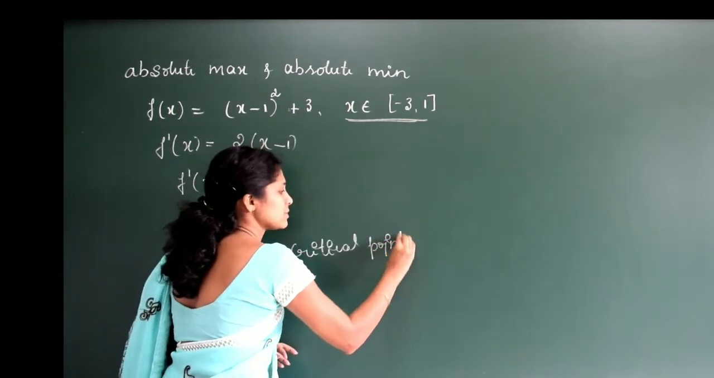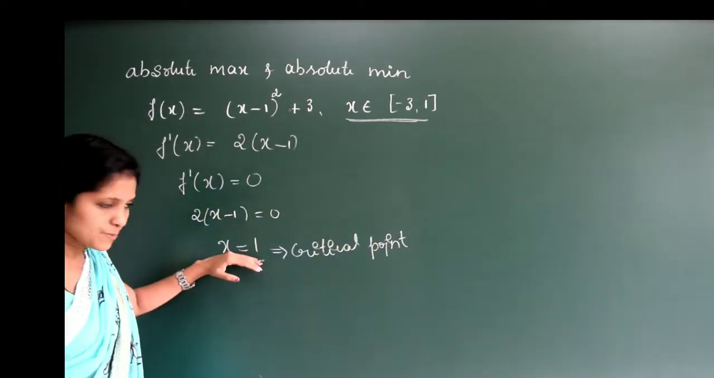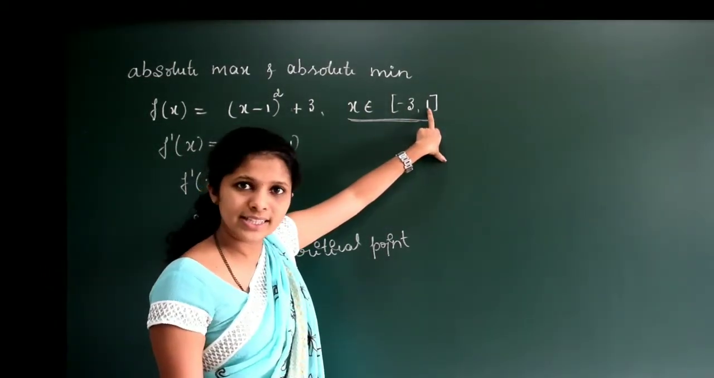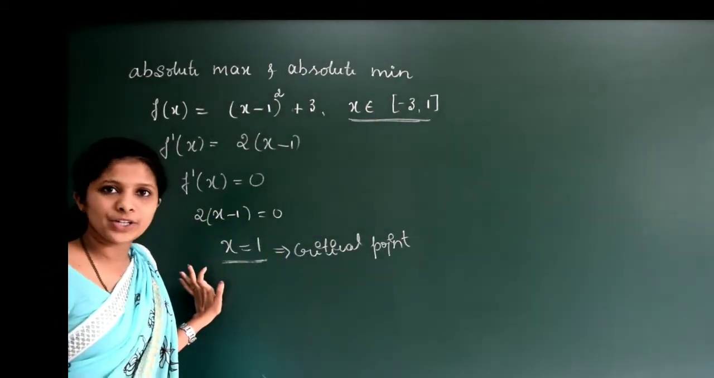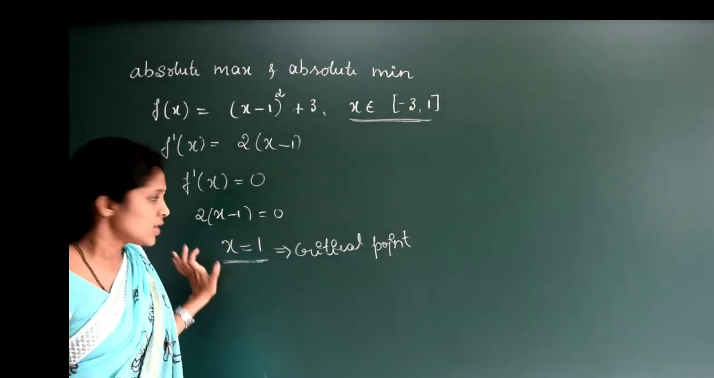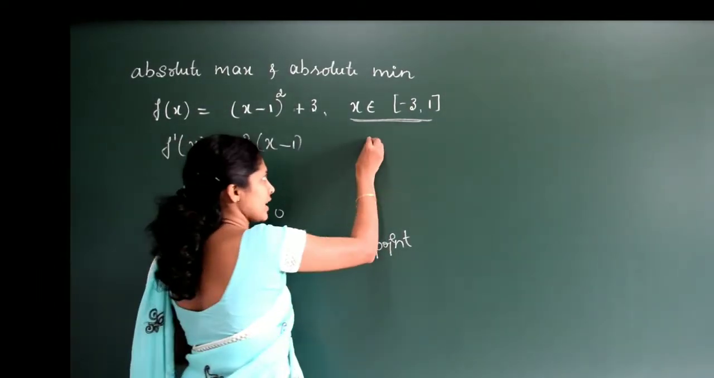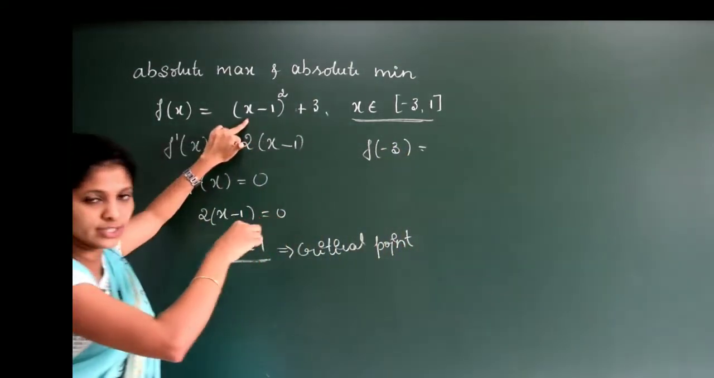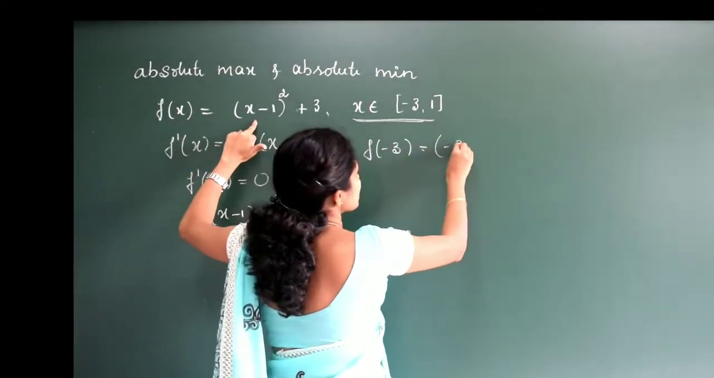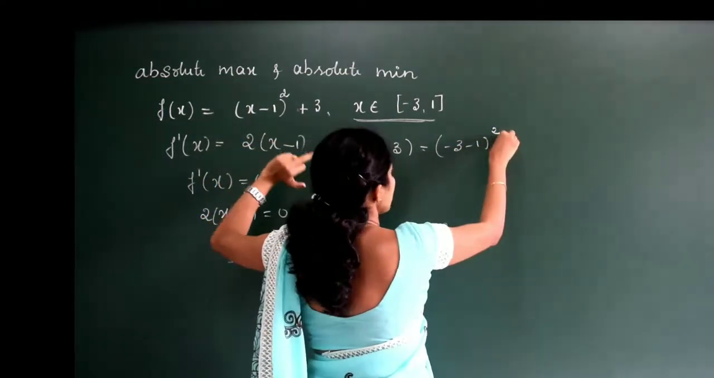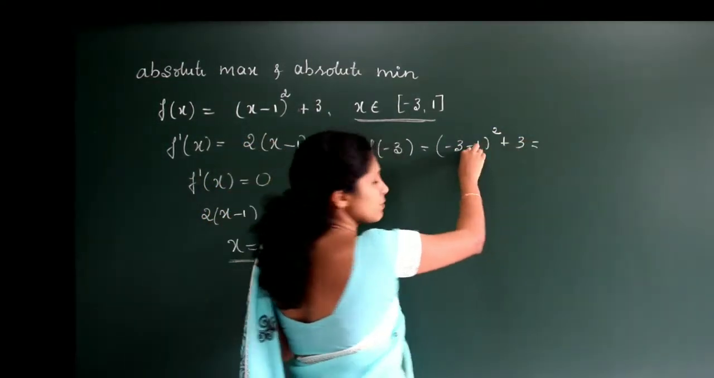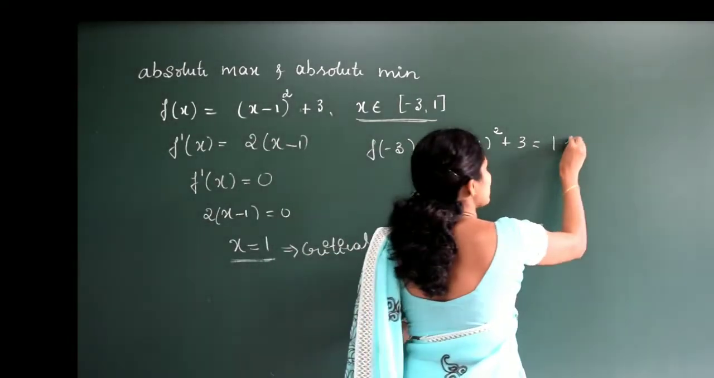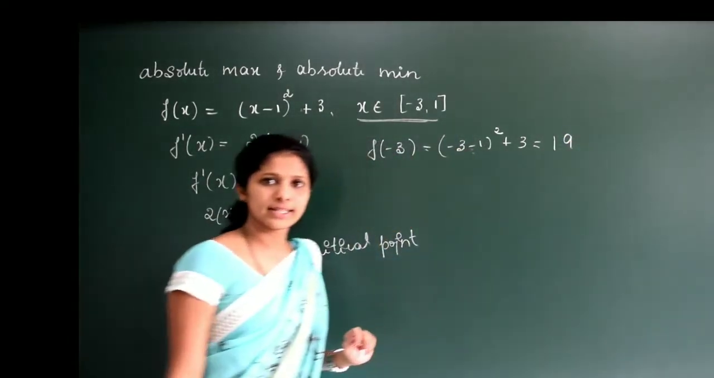Now to find the maximum or the minimum value, we have to substitute x is equal to 1 and the end point. Here the end point you can observe this one. See, this is also 1 and the critical point is also 1. Is it clear? So we will substitute those values. First, f of minus 3. If I substitute f of minus 3 in this equation, this will be (minus 3 minus 1) whole square plus 3. So this is (minus 4) whole square will be 16. 16 plus 3 will be 19. Right? f of minus 3.